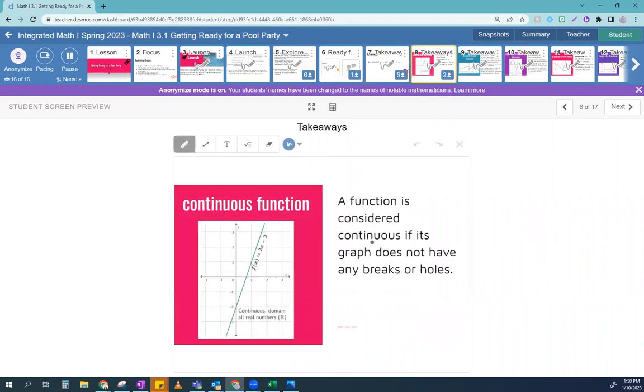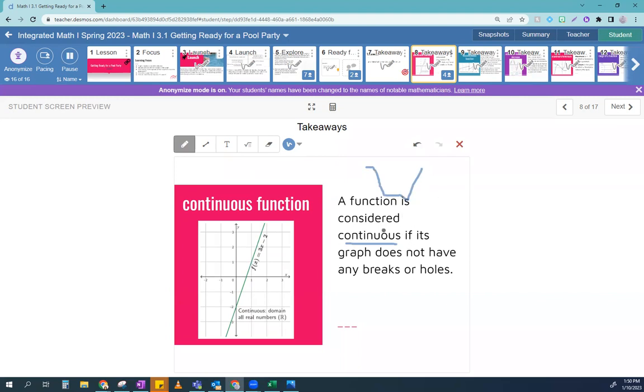A function is considered continuous. You guys remember this word? Continuous, if the graph doesn't have any holes or breaks. I should have snipped that picture because I can't go back to it. But do you remember our picture? It went like this, and then it went, and then, right? Sorry, apparently I make noises while I draw.